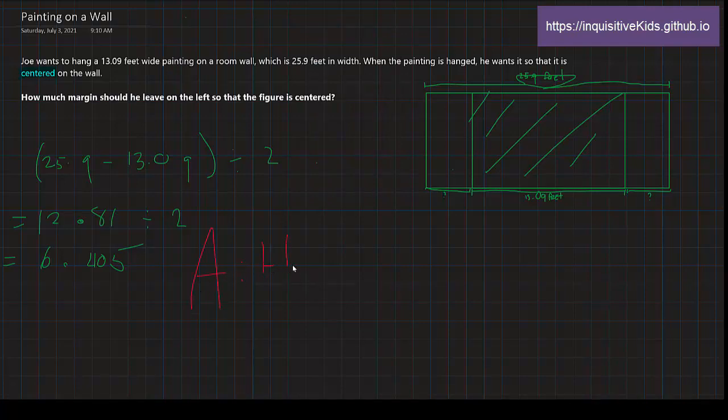So the answer is that he should leave 6.405 feet of margin on the left.